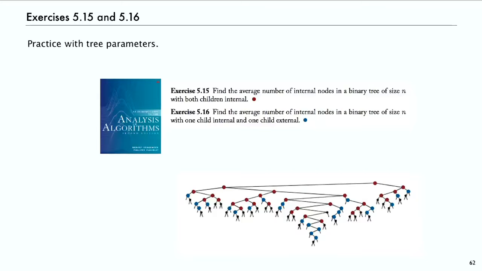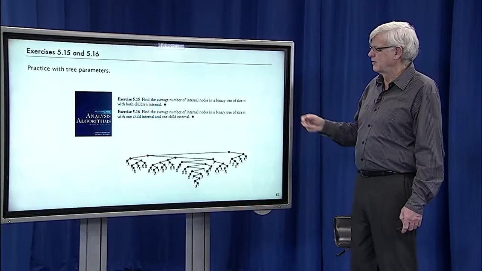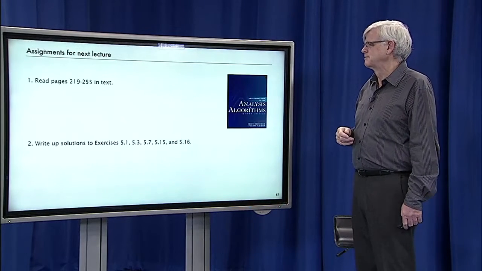Tree parameters. The red nodes here have both children internal, and the blue ones have one internal and one external. So what's the average number of red nodes and blue nodes? We already did the average number of leaves is n/4. So those are a similar problem.